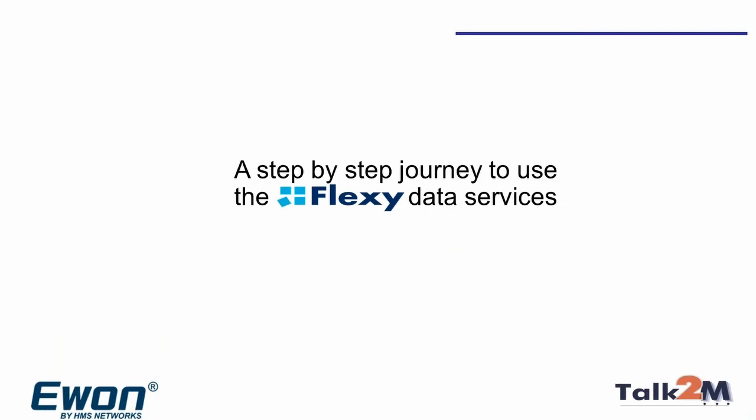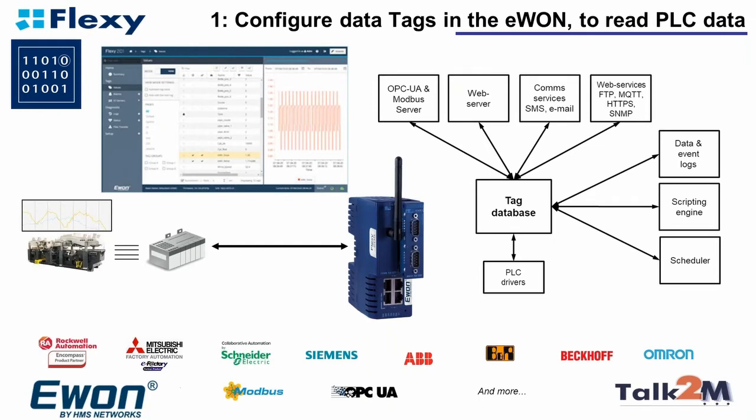So how does someone start off in a journey in terms of moving from the COSI to using some of these Flexy data services? Well, the first thing is to configure some tags in the Ewon. So you would configure the PLC drivers to talk to the particular PLC you have, and then you would configure the tags to use those PLC drivers to communicate and pull values back. So these are the values inside the PLC which you know are of interest, and you would configure those in the tag database. So that's the PLC drivers feeding data into the tag database.